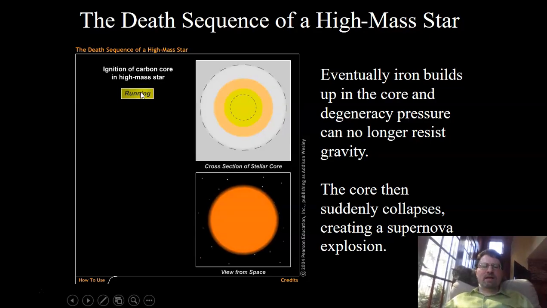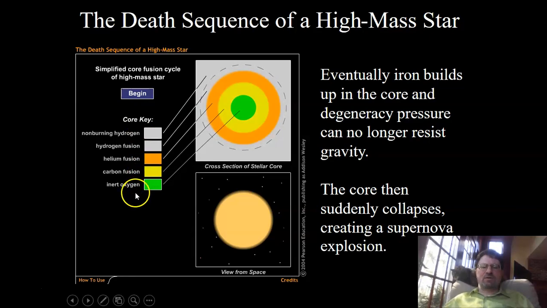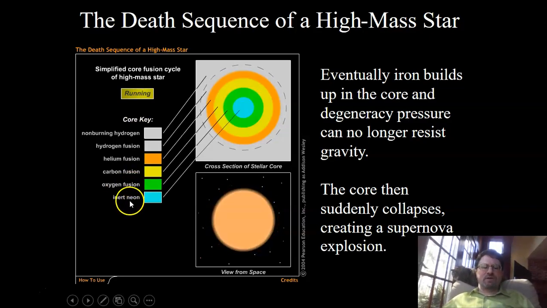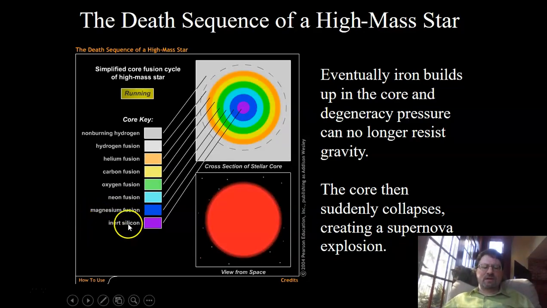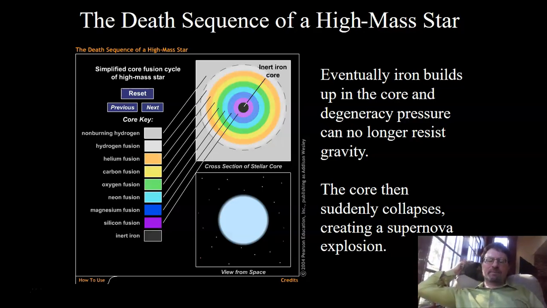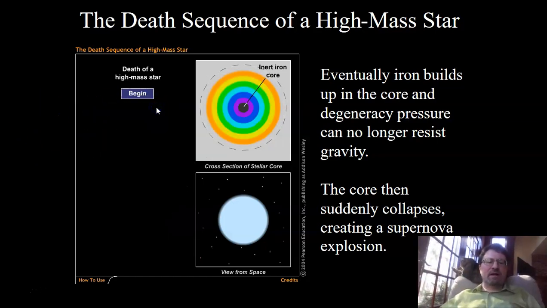So let's go ahead and begin ignition of carbon. It gets hot enough, and so carbon is fusing into oxygen. And then oxygen is going to quickly become hot enough to fuse as well. And so the oxygen will fuse into neon, the neon will fuse into magnesium, the magnesium fuses into silicon, the silicon fuses into iron. And so at this stage, we have an inert iron core. And you cannot, as we said, get any additional energy out of the iron. And so something different is going to happen now. Let's go ahead and play it forward and watch the death of this high mass star.